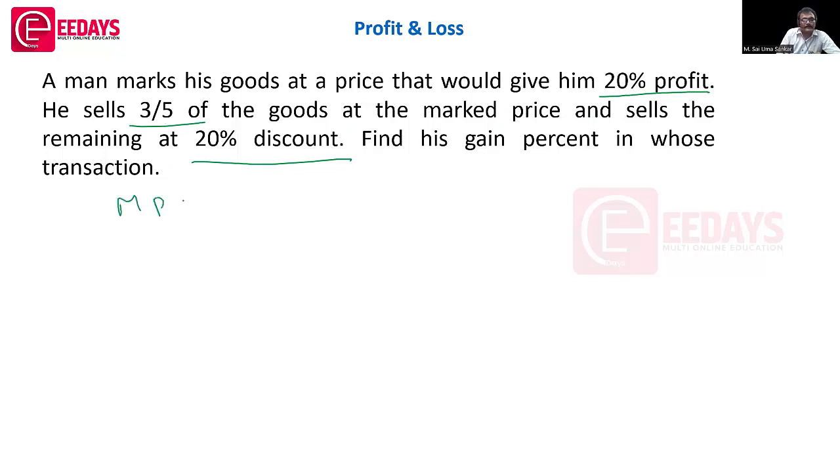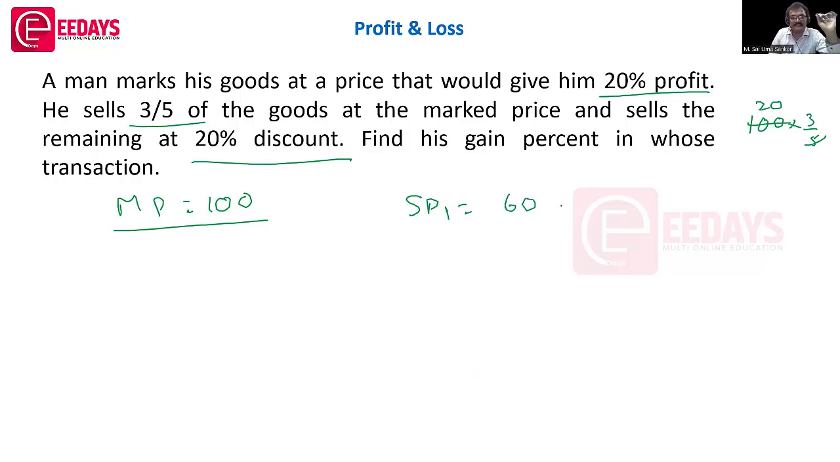Suppose the market price is equal to 100. Then total SP1, that is 3/5 of the goods, how much is it? 100 into 3/5 is 60. These 60 articles were sold at 20% profit. What is the 20%? 10% is 6, so 20% is 12, and 60 plus 12 is equal to 72.